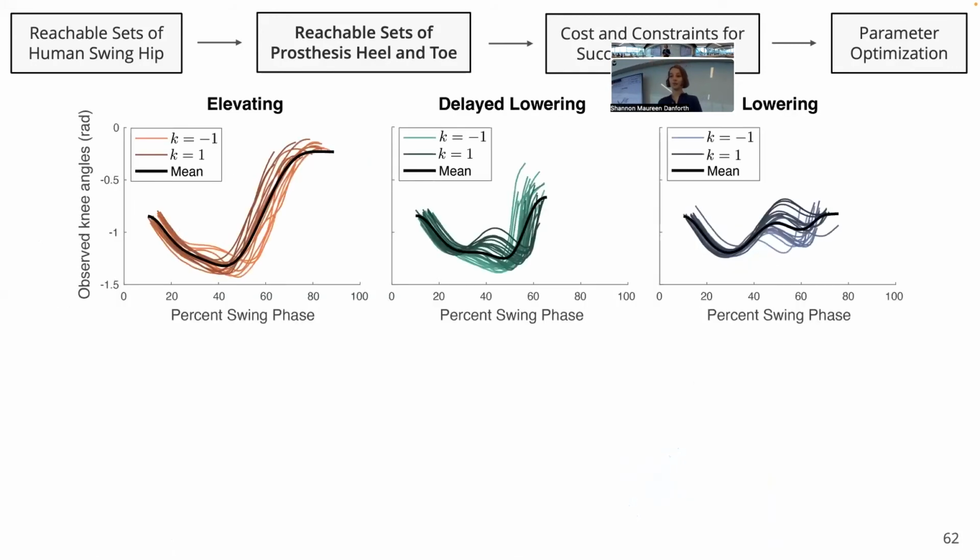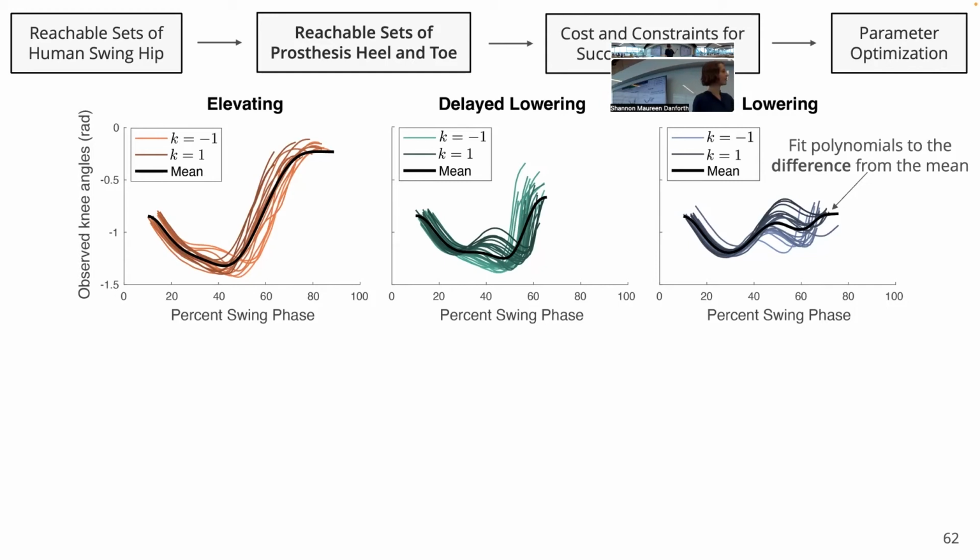So we form these parameterized trip recovery libraries, as we call them, by looking at observed trip recovery angles. I'm showing it for the knee here, but we also do the same for the ankle angle. So here we have a range of possible knee behavior exhibited during elevating, delayed lowering, and lowering strategies. And here we've assigned each trajectory we've observed a value k from -1 to 1. And we've also plotted the mean here in the thick black line.